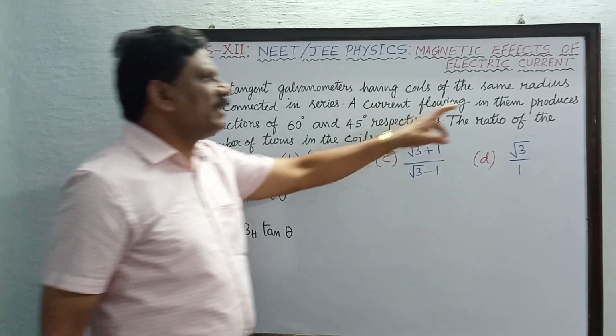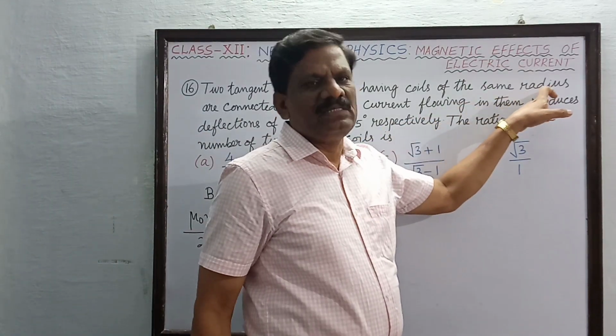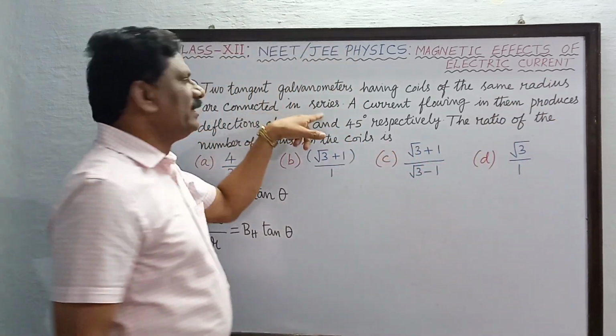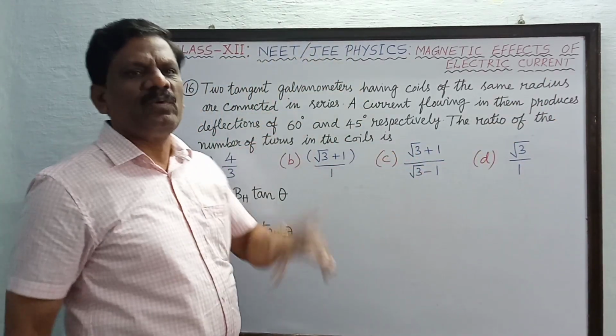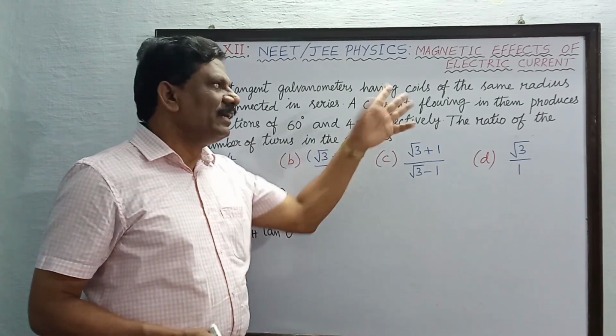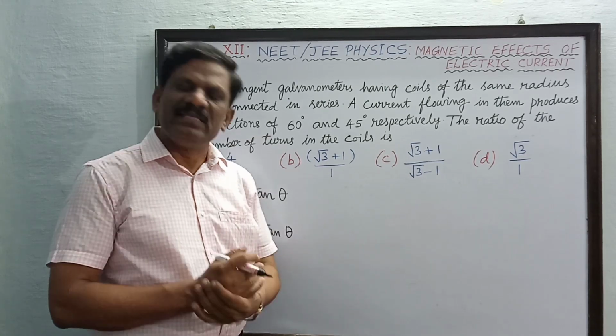Now both the coils have the same radius, is it not? They are having the same radius. And also they are connected in series. That means the same current only has to flow through them. Current flowing through them is also constant. The radius of the two coils is also the same.